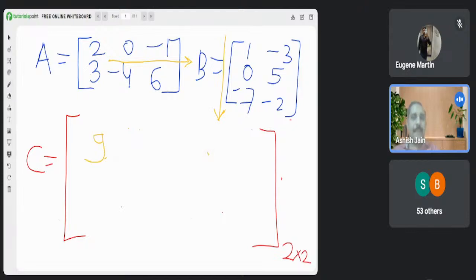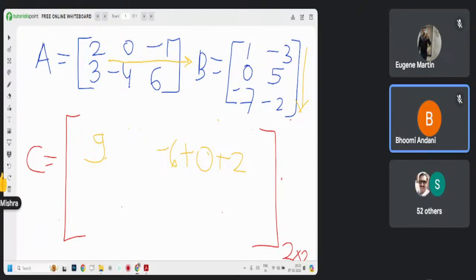ठीक है, similarly the value at C12, that means first row second column. How do I get the value at first row second column? वो हमें कैसे मिलेगी? I have to multiply first row elements of A with second column elements of B. ठीक है, तो ये क्या हो जाएगा? 2 into minus 3 which is minus 6 plus 0 into 5 which is 0 plus minus 1 into minus 2, it is 2, so my answer is minus 4. ये समझ में आया?